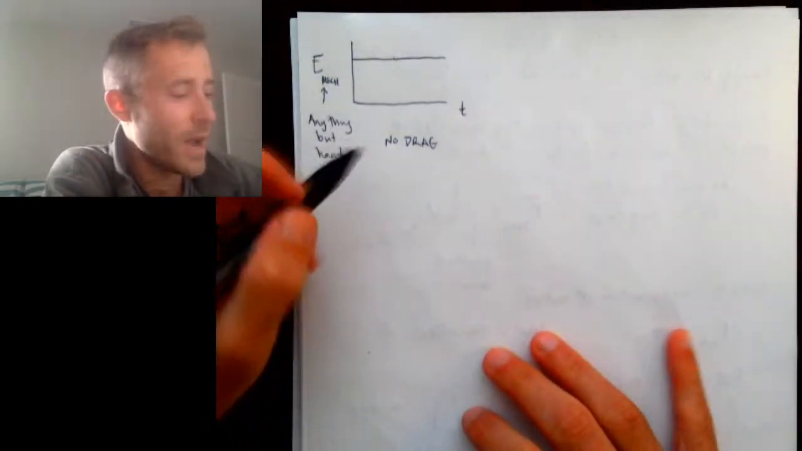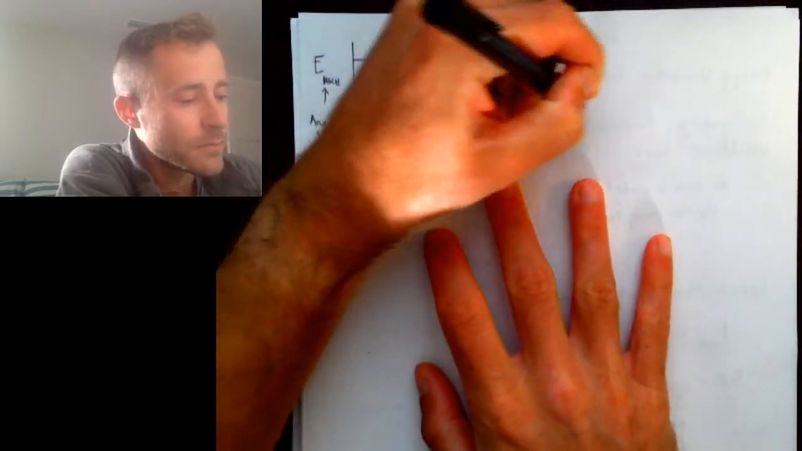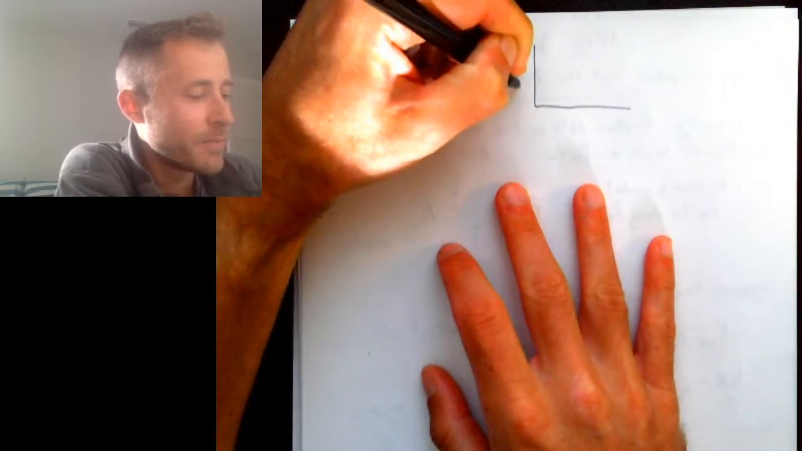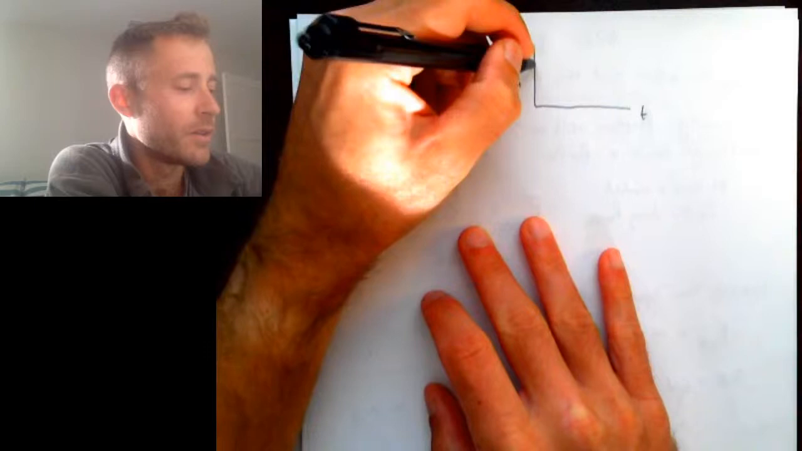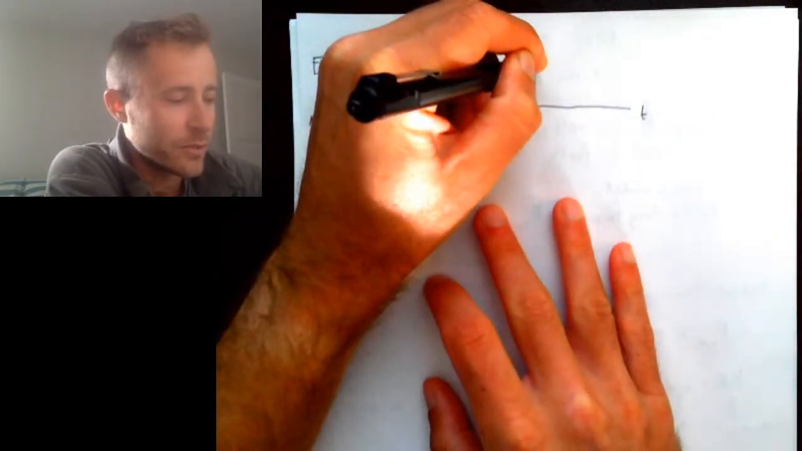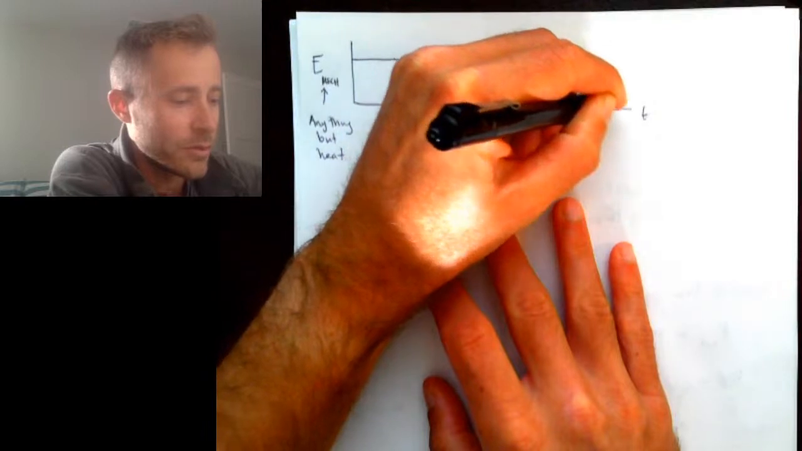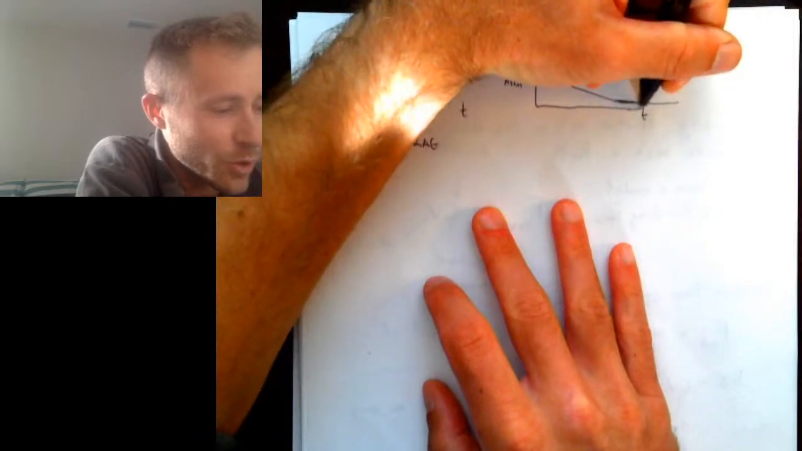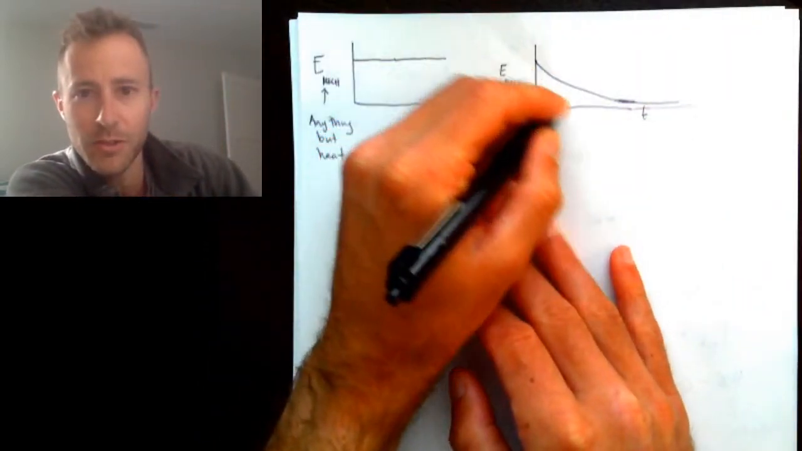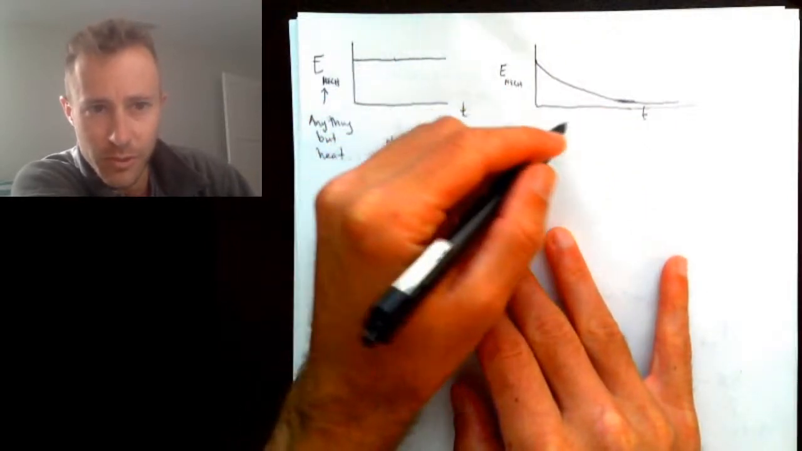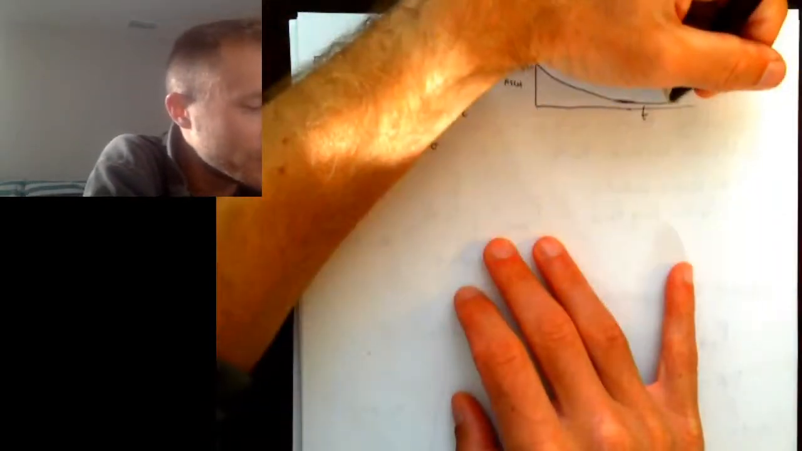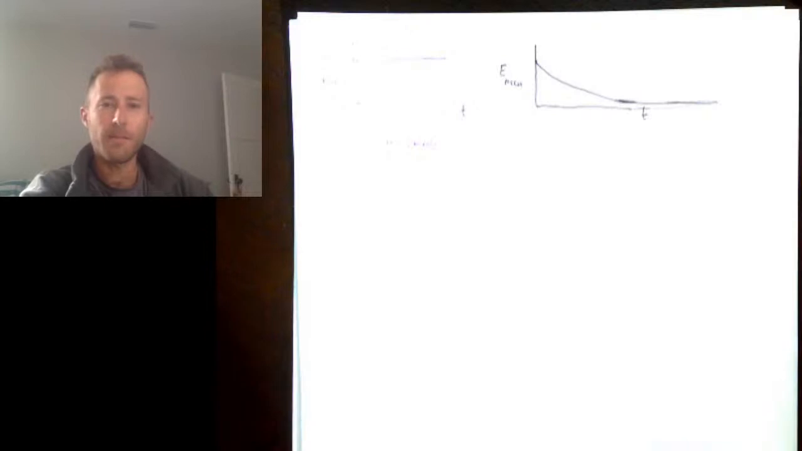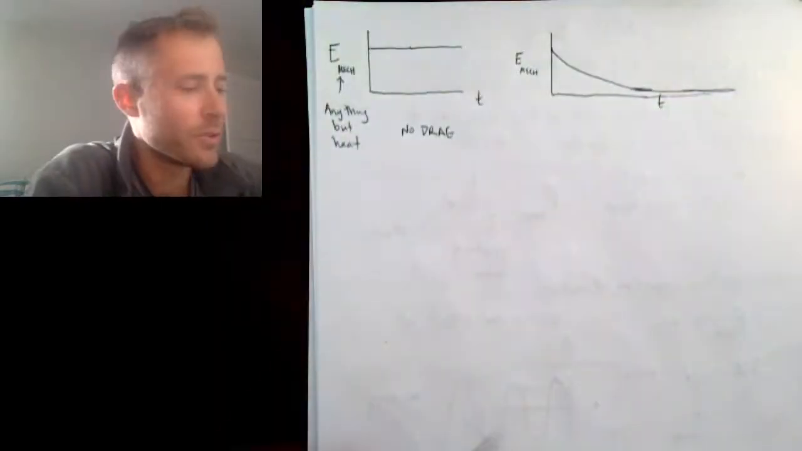But if you have drag, the mechanical energy versus time is going to look like an exponential decay. So it's going to slowly go to zero. Not in a linear fashion, so this is not a straight line that goes to zero. It's curved. Exponential decay. So it gets closer and closer to zero as time goes on. So this should just slowly decrease to zero. So this is with drag.